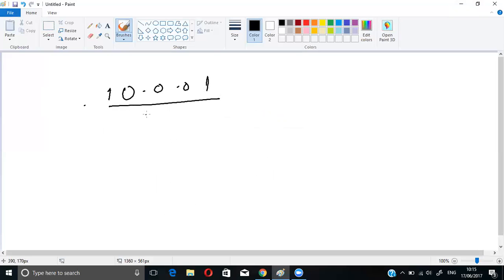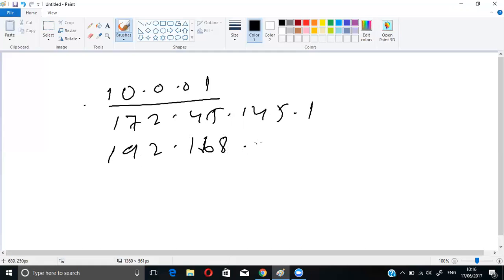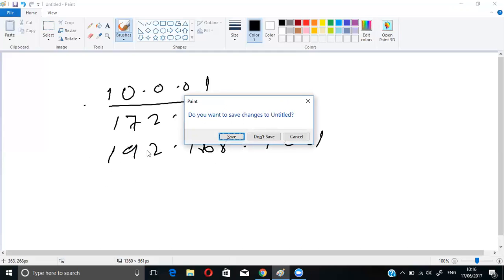Class A IP address. Now, if I put here 172.45.145.1, which class? Class? Yes, class B. And if I put 192.168.10.1, which class is it? Right. Now that is the IP addressing you have learned right now.